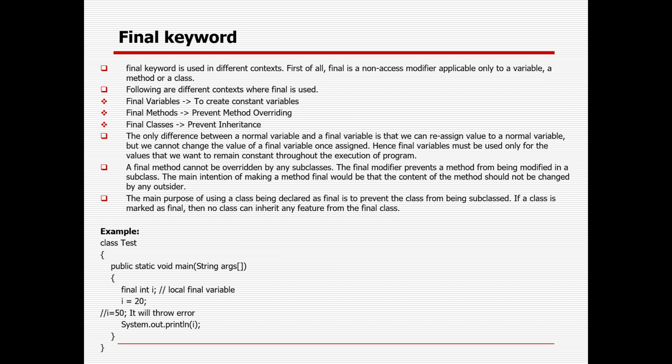The only difference between a normal variable and a final variable is that we can reassign a value to a normal variable, but we cannot change the value of a final variable once assigned. Hence, a final variable must be used only for values that the user wants to remain constant throughout the execution of the program. A final method cannot be overridden by any subclass. The final modifier prevents a method from being modified in the subclass.